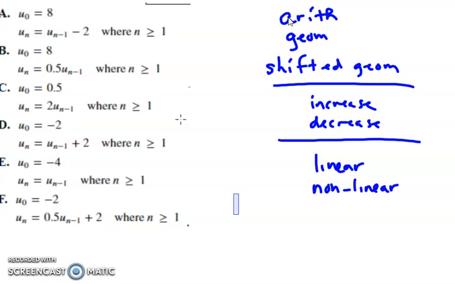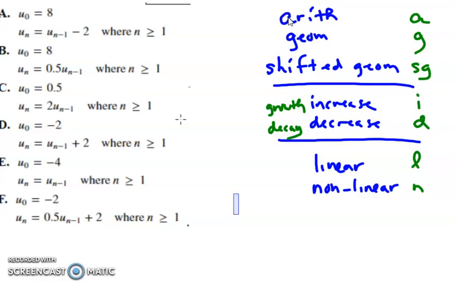So I'm going to put some letters here. I'm going to use A, G, and SG for my approximation for arithmetic, geometric, shifted. I'm going to use I and D for increase, decrease. This is basically growth, for example. And this is a decrease, we like to call decay. And then use the letters L and N for linear and non-linear.